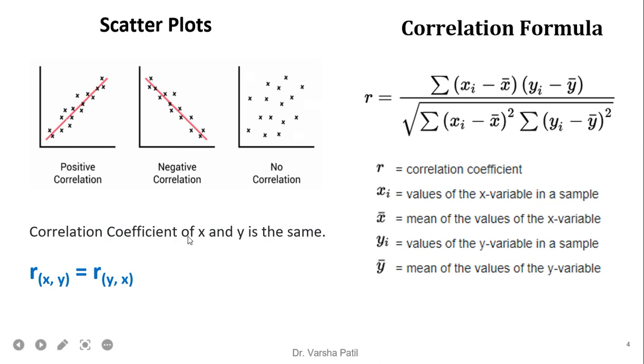The correlation coefficient of x and y is the same, that is, rxy is equal to ryx. We can find the correlation by using the Pearson formula. This is the Pearson formula by which we calculate the correlation between two sets of data.